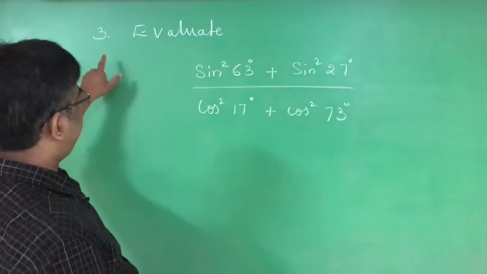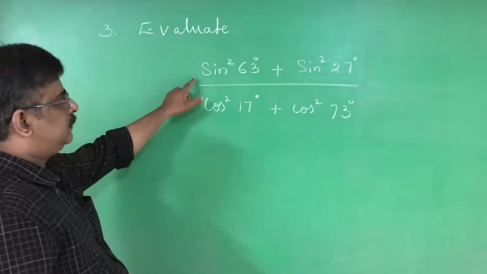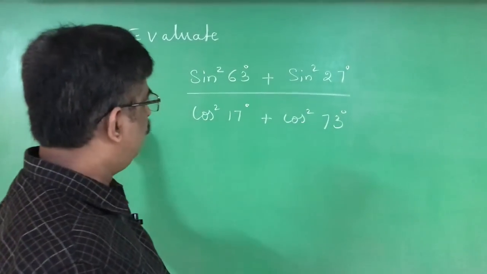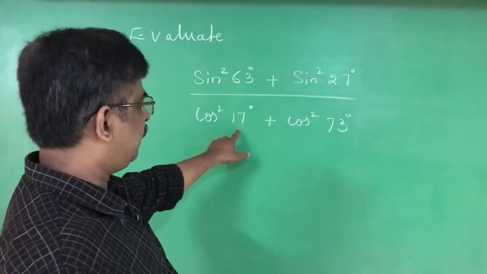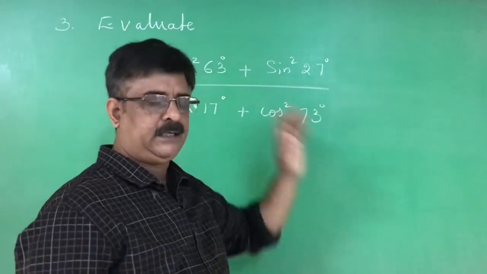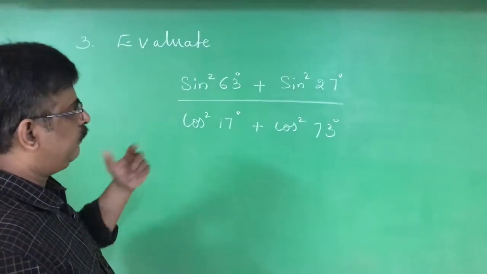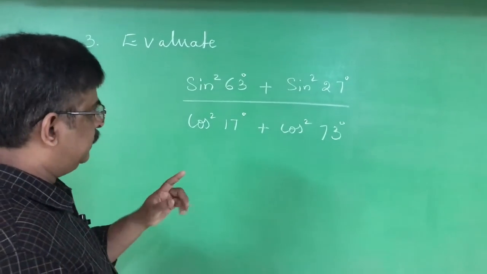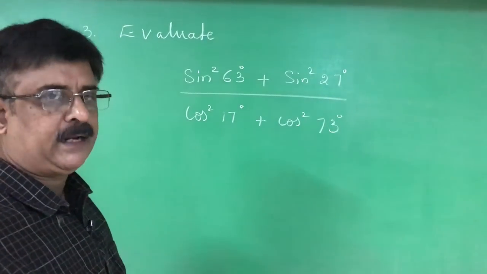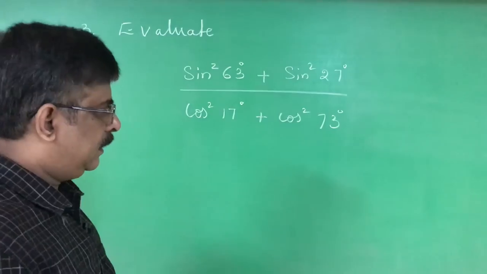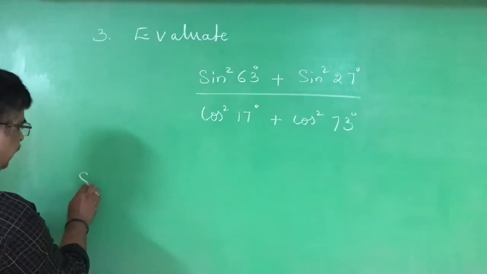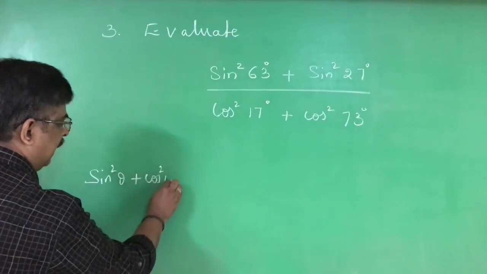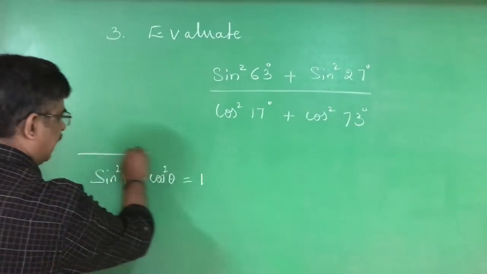See, the third question is evaluate sin square 63 plus sin square 27 degrees whole divided by cos square 17 degrees plus cos square 73 degrees. See children, what we have to do is, we know the identity, that is sin square theta plus cos square theta is equal to 1. I write the identity here. The identity is sin square theta plus cos square theta is equal to 1. This is the identity, right?